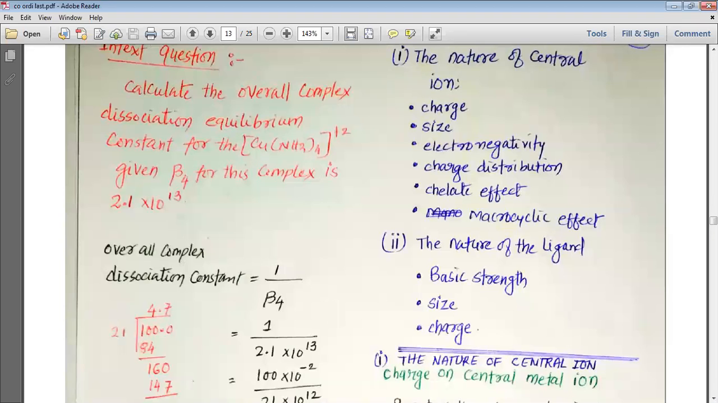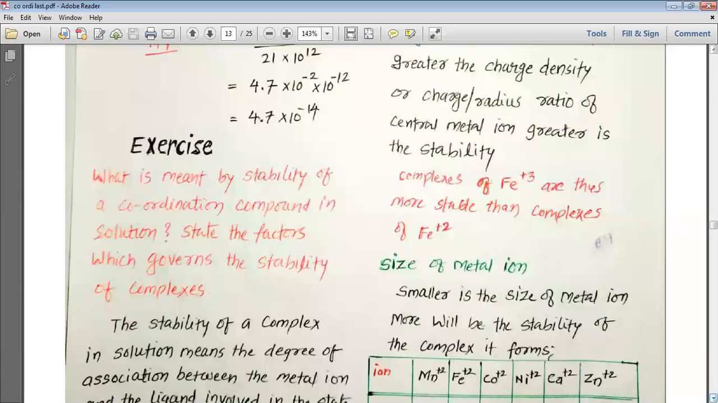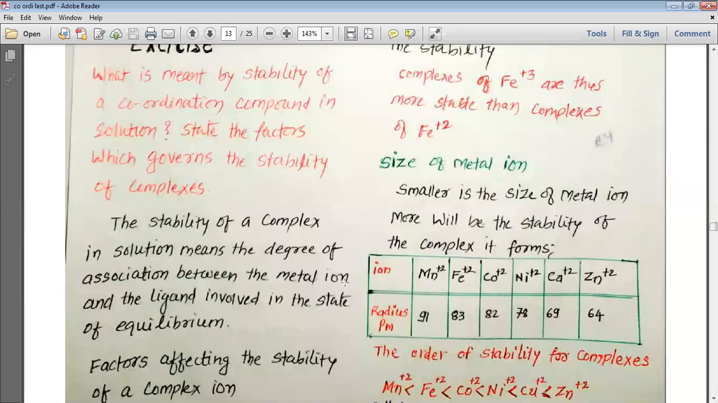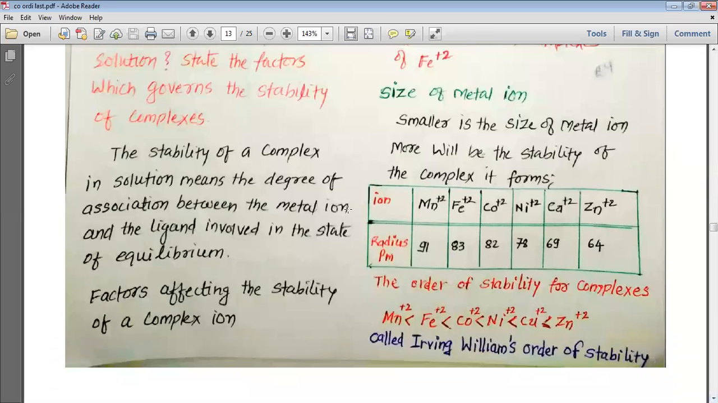So yesterday we did the theory, and then we even studied a few questions from the exercise. In the case of the exercise, we first studied the definition of stability. So the stability of a complex in a solution means the degree of association between the metal ion and the ligand involved in the state of equilibrium.